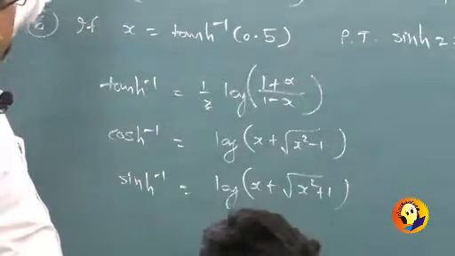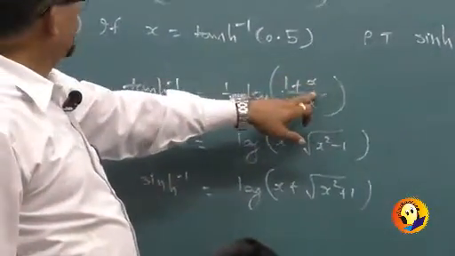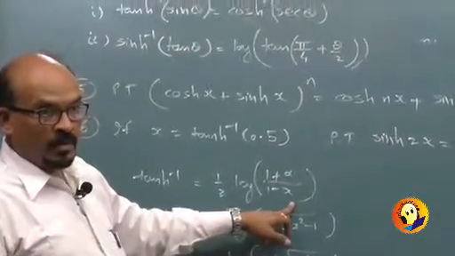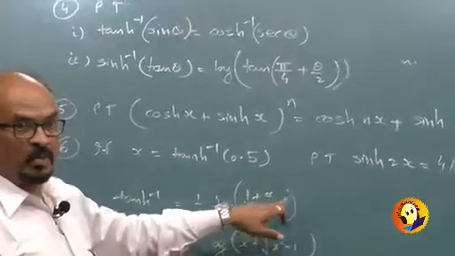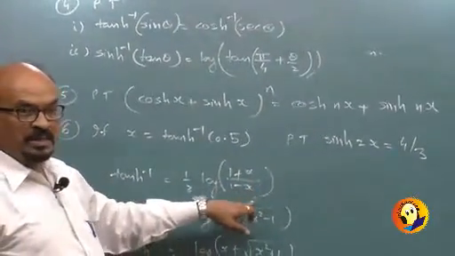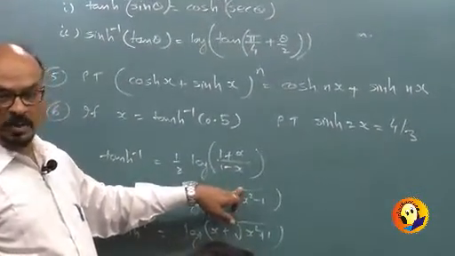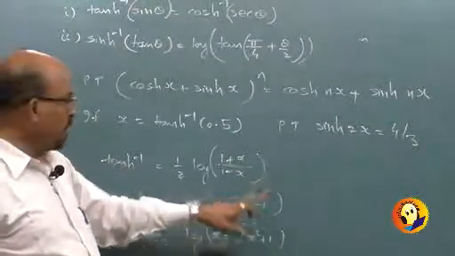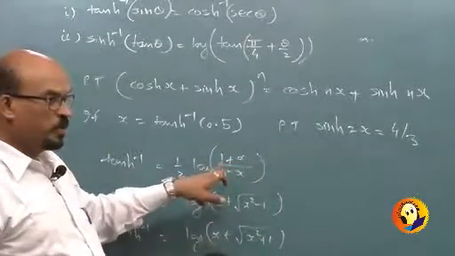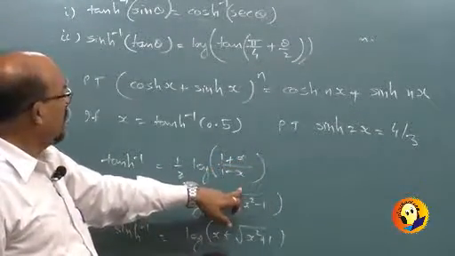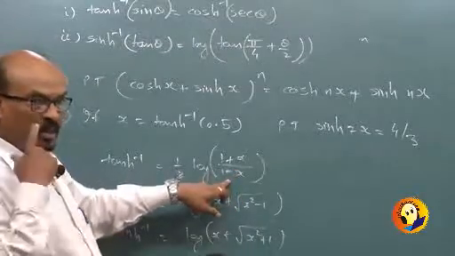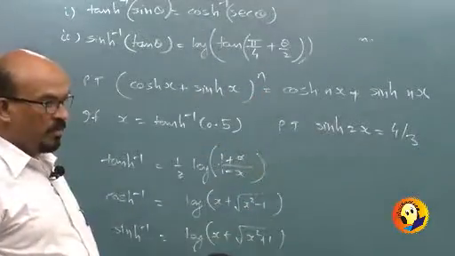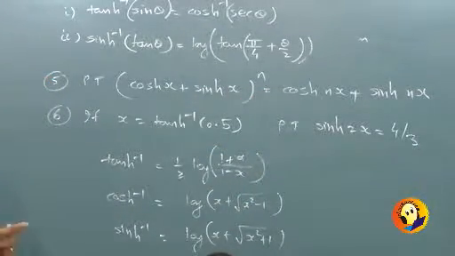Now what will happen here? It will be log of 1 plus sin theta upon 1 minus sin theta. 1 plus sin theta is (sin theta by 2 plus cos theta by 2) bracket square. 1 minus sin theta is (sin theta by 2 minus cos theta by 2) bracket square. When you take this half inside, that square will cancel. It will be simply sin theta by 2 plus cos theta by 2 upon sin theta by 2 minus cos theta by 2. If divided by cos theta by 2, you will get tan. So we are reaching somewhere. 1 plus tan theta by 2 upon 1 minus tan theta by 2 type.